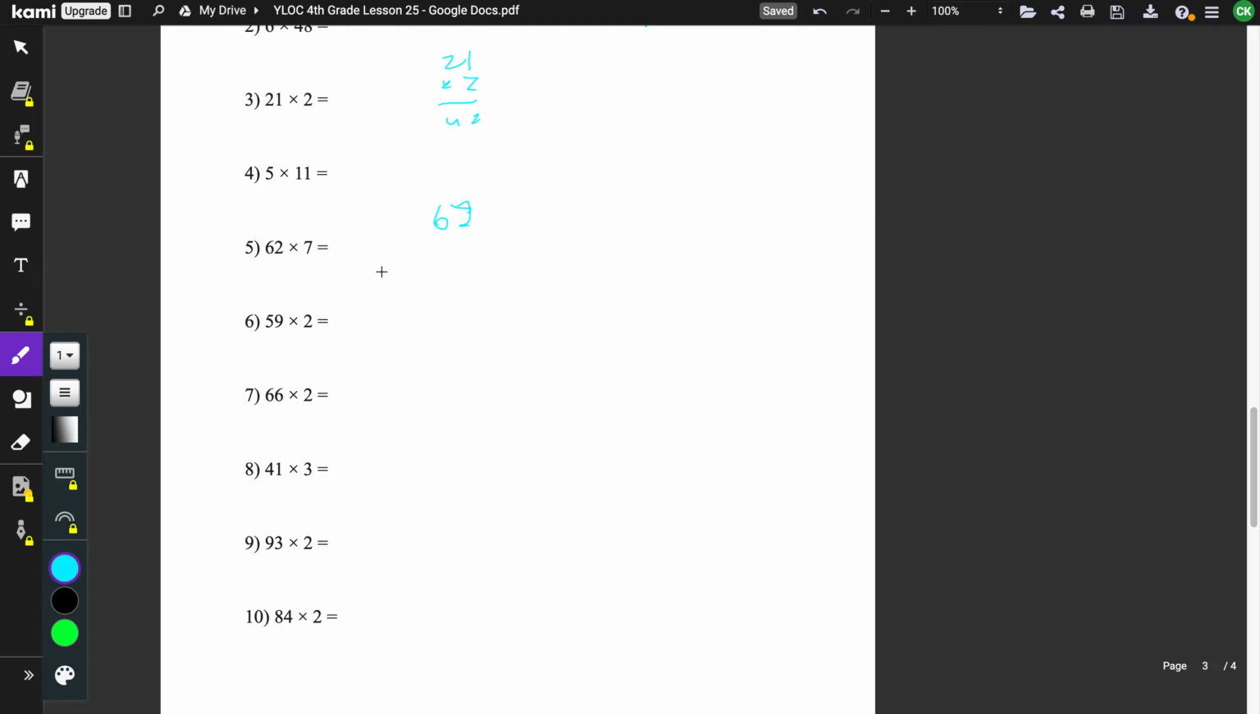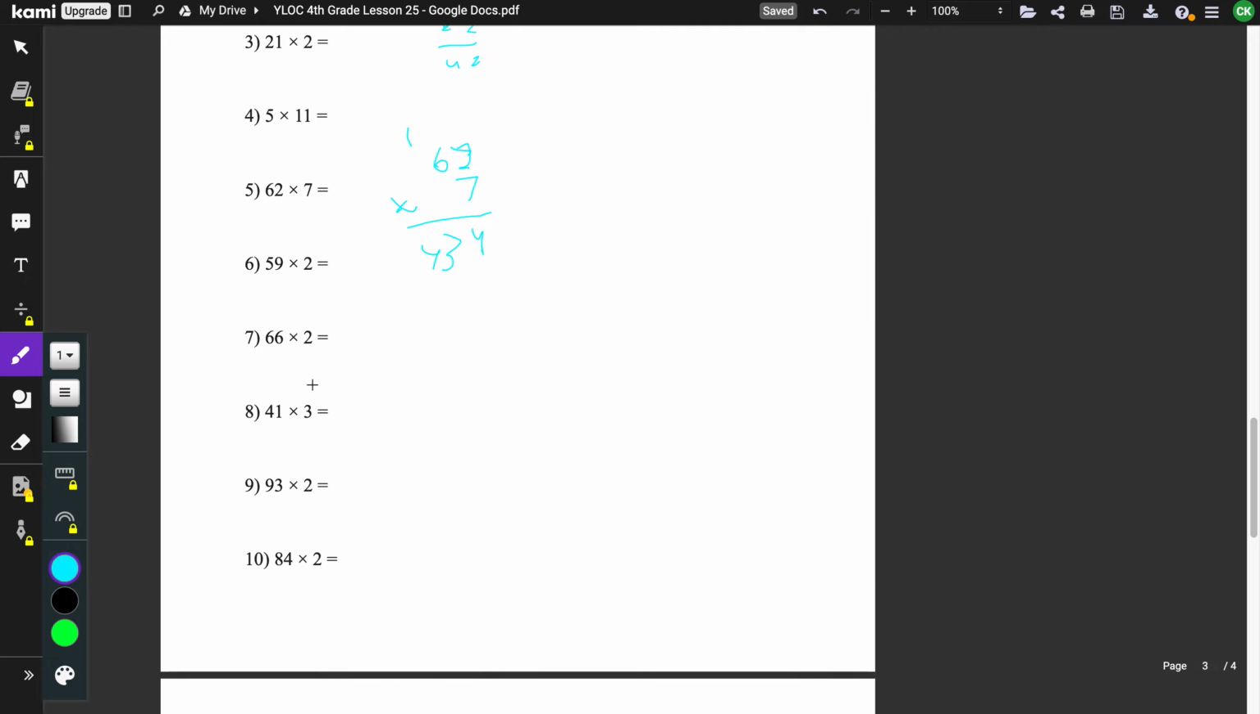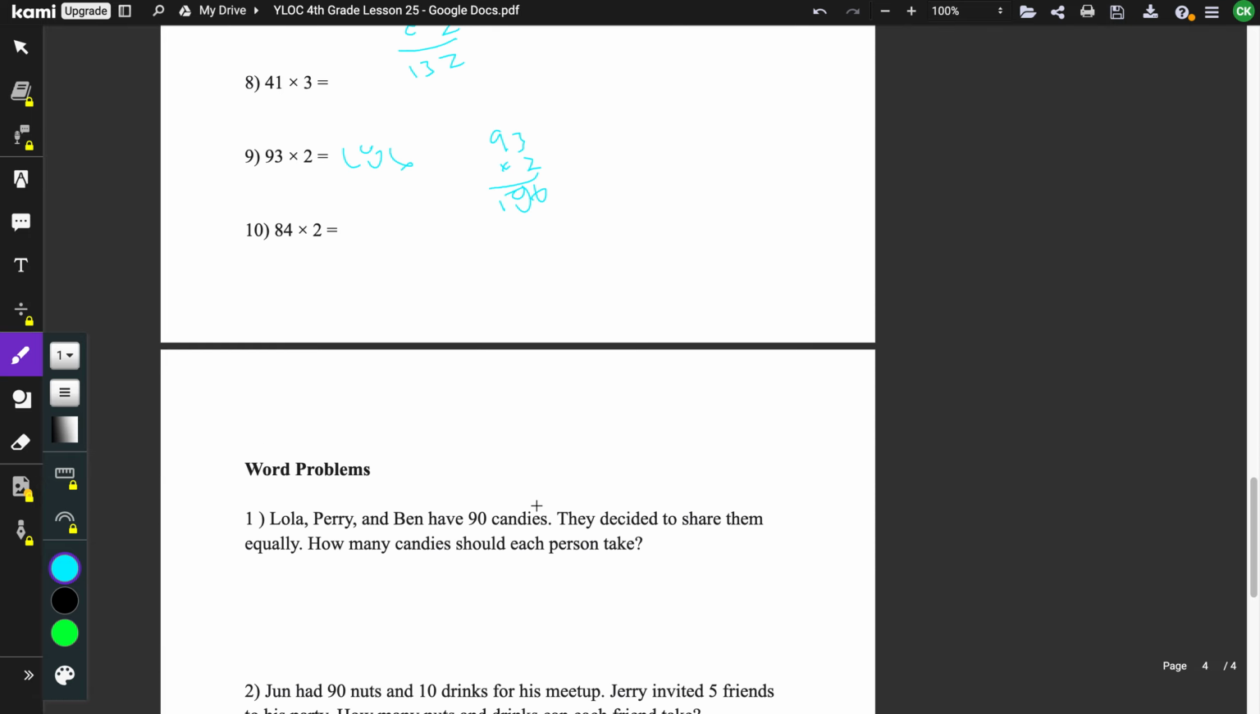This one's a little bit harder, I guess. There we go. It's 2 times 7, 14, 1, 6 times 7, 42, add the 1, 43. So 434. Number 7, 66 times 2, 6 times 2, 12, move it over, 1, that's 12, add 1, 13, so 132. Moving on, number 9, 93 times 2, 2 times 3 is 6, 2 times 9 is 18, so 186 for this one. Alright, that's it.